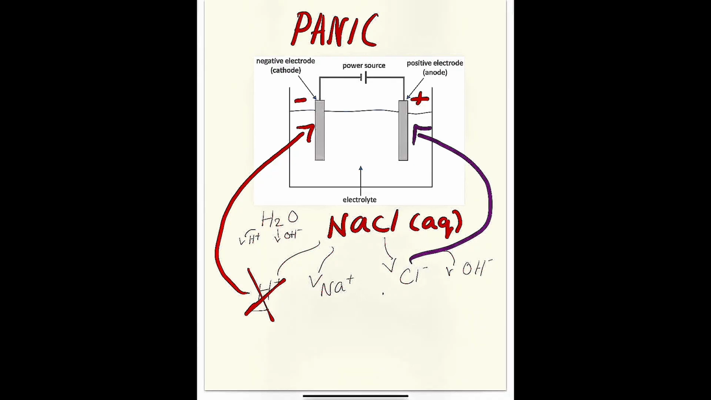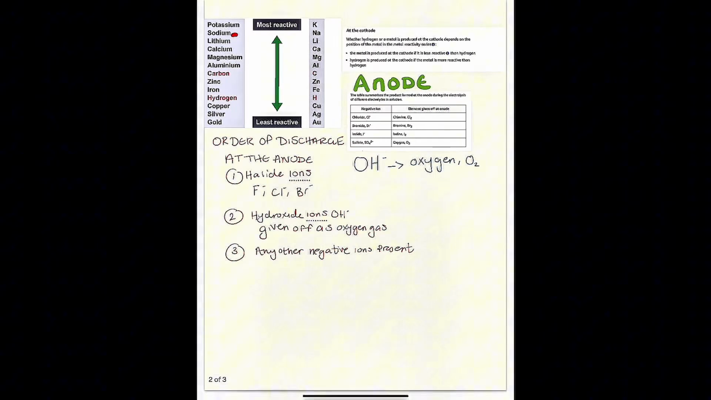Okay, so I'm going to cross that out. So this is how we work out what is going to be made at each electrode. Here we know for the cathode it's going to be hydrogen gas, and at the anode it's going to be chlorine gas. Okay, so just make sure you remember the rule at the anode and the cathode.